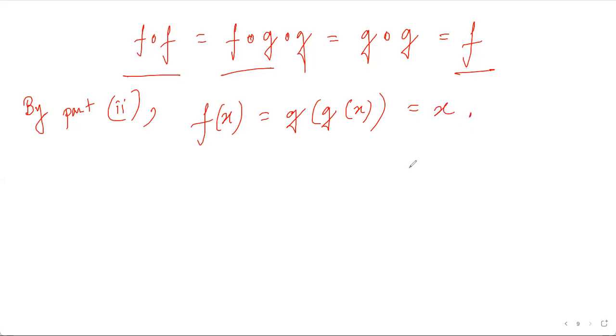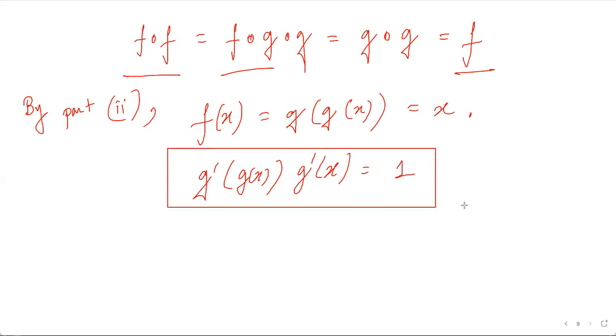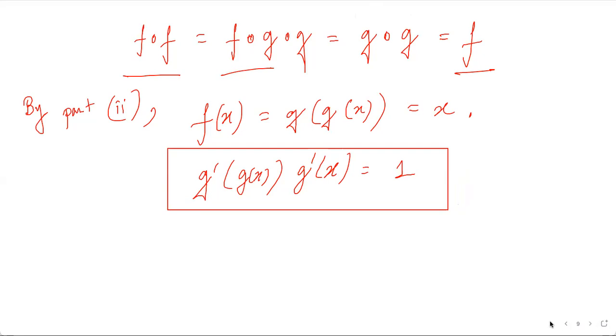And now let's differentiate this equation with respect to x. So we get g dash of g of x times g dash x is equal to 1. Okay, so this is an important result that we got. Now the main part lies. The next part is a little difficult to think of and go about in the exam hall, but yeah, let's go.